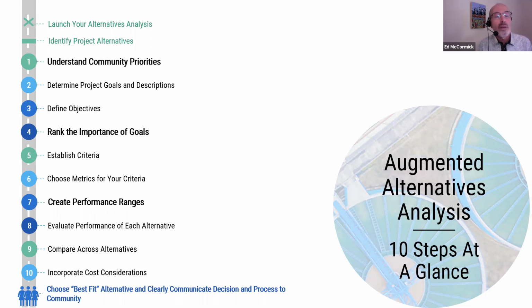Then step 4, we're actually ranking the importance of the goals as opposed to just weighting. In a traditional analysis, you're weighting criteria, typically not at the high, broad level of goals. And the other difference is step 7, where you're creating very specific performance ranges so that you can, in a multi-benefit project, compare what used to be apples and oranges. We help turn this into apples and apples for you. Next slide.